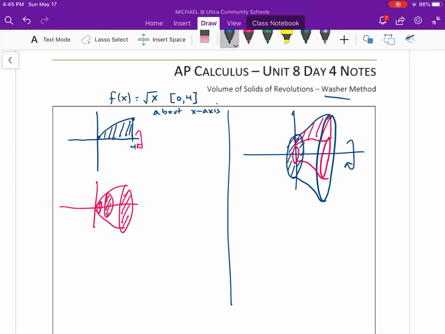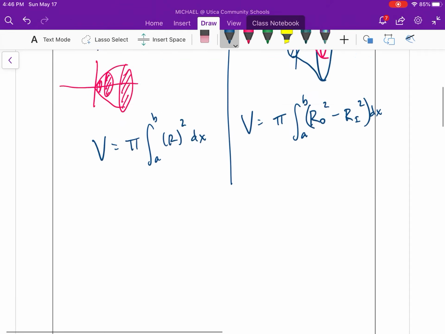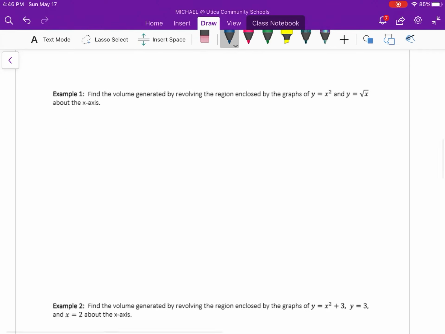If you're familiar with any kind of construction, that's what that's referred to. So anytime we have that, we're looking at basically discs with the hole cut out of them. So the difference in this case, instead of the volume being pi times r squared, let me write it over here. Over here we're going to have the radius of the outside squared minus the radius of the inside squared. And that's going to be how we find the volume using the washer method.